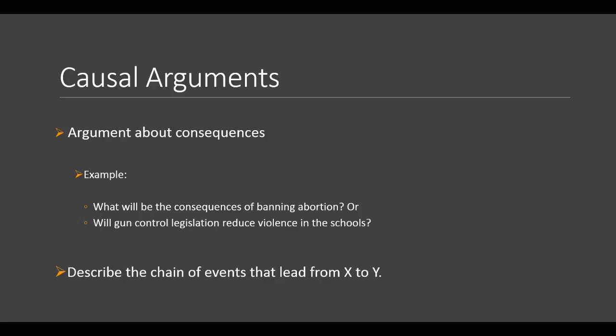The strategy of conducting a cause and consequences argument is to describe the chain of events that lead from X to Y. If a causal chain cannot be directly established, you can argue indirectly using inductive methods or analogies. There are 3 ways to argue that one event caused the other. First method is explain the causal mechanism directly.